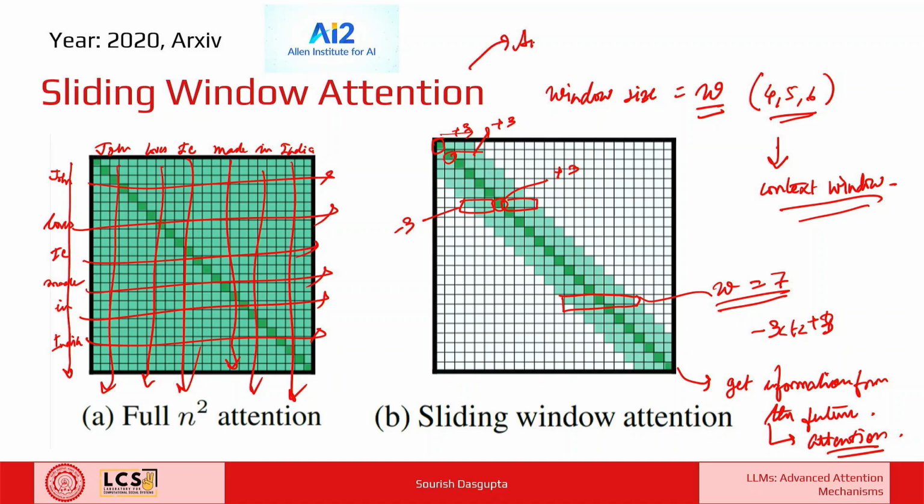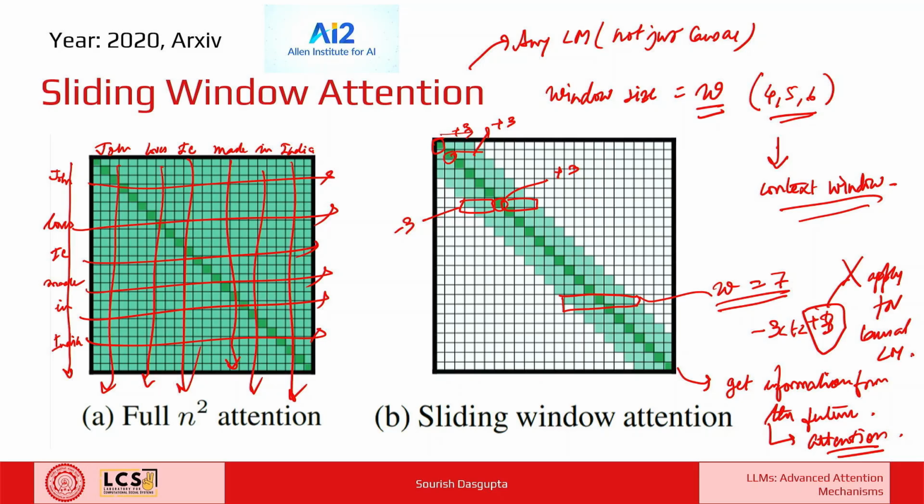So this diagram is for any LLM, not just causal. But can you do it for causal? The answer is yes. You don't have the plus. If you have to do it for causal, then this does not apply. This does not apply for causal LM. So you only do the minus. You don't do the plus. That's the only difference, right?